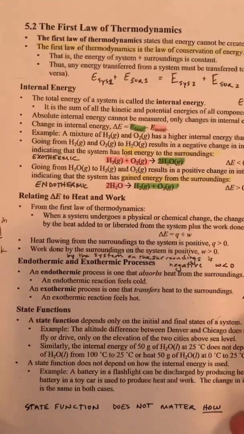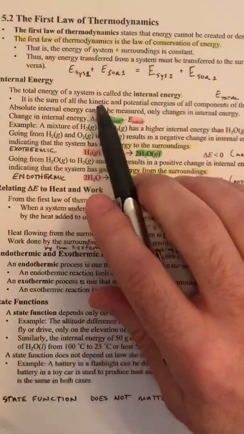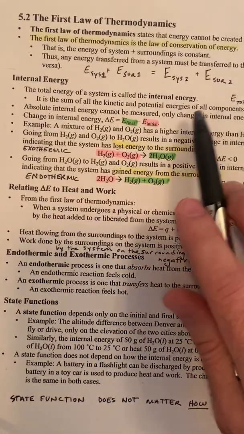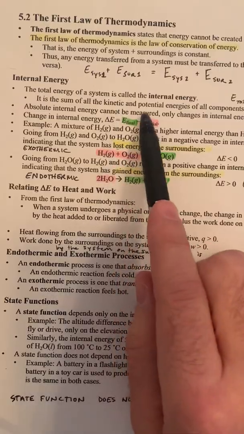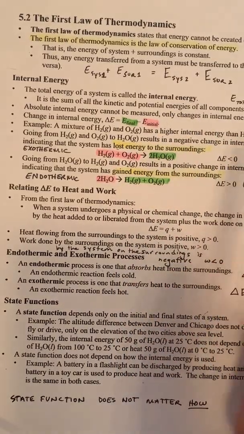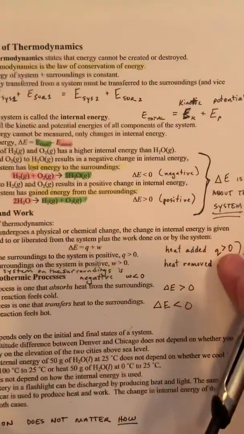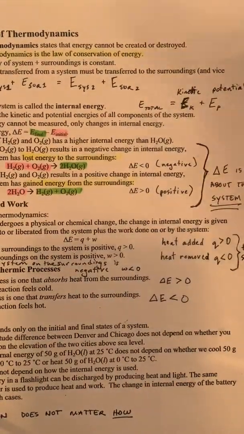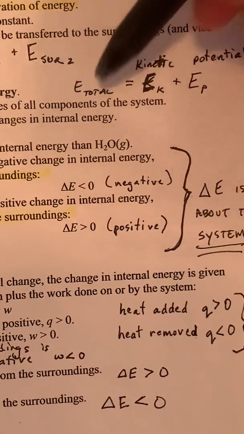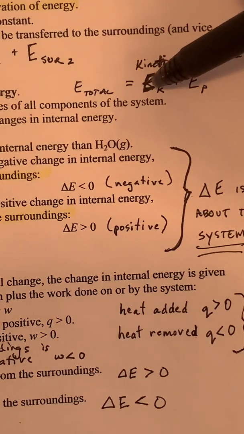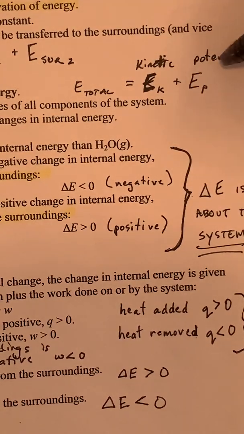Internal energy. The total energy of a system is referred to as internal energy. It is the sum of all the kinetic and potential energies of all the components of a system. So you could write an equation. Sorry, it's a little messy here. Let me zoom in on that a little. Total energy of the system is equal to the kinetic energy plus the potential energy.